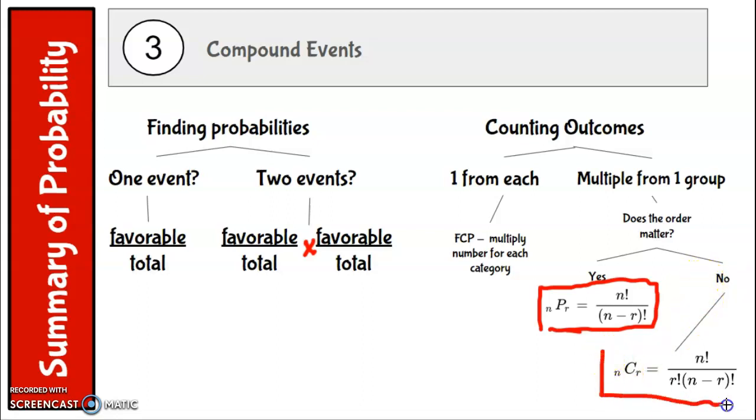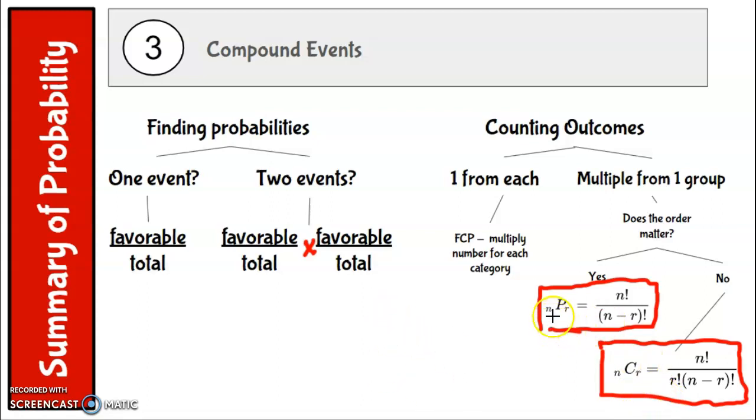That's combinations. It doesn't matter who's first and who's second, unless you're talking about my own children. It doesn't matter. As long as we're just selecting 2 from the group, how many different possibilities of selection of 2 can we come up with? That's going to be combinations, and you're going to use this formula.